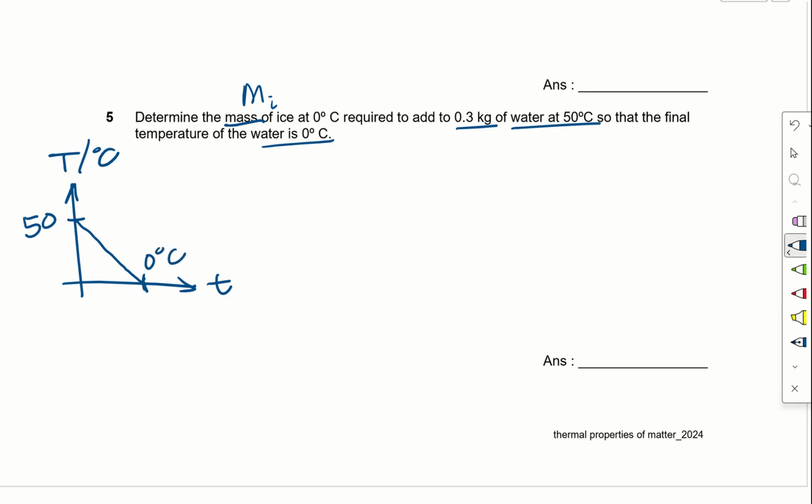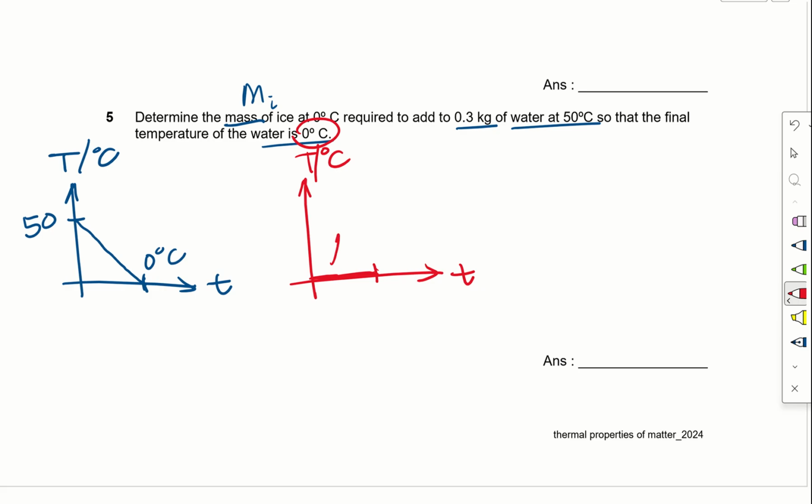Okay, now for the ice, it is actually a heating curve. Temperature in degrees Celsius, this is the time. So the ice is initially at 0 degrees Celsius and it will continue to be at 0 degrees Celsius, because once I add the ice in, it will start to melt, and all the ice must finish melting before the temperature increases. But I need the final mixture to be still at 0 degrees.